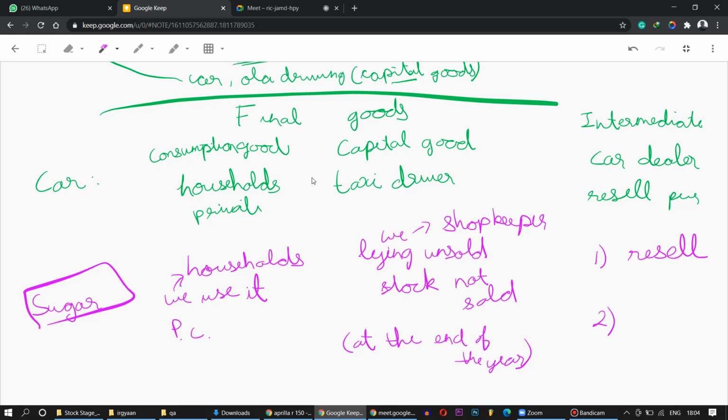Exactly. If it is used for, we call this, the correct word is to generate goods or services. In this case, we are generating a good. With sugar, I can make a cake, I can make a chocolate, and I can sell that. And that becomes my intermediate good.